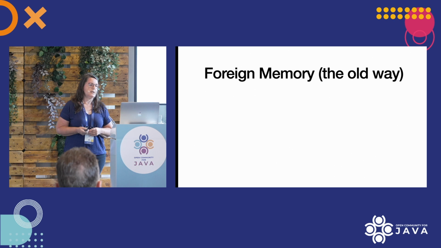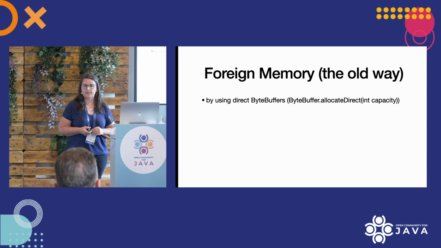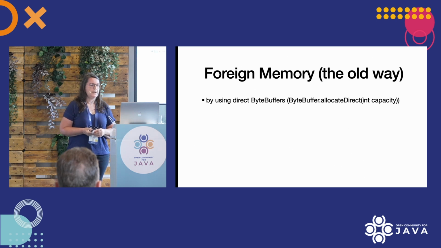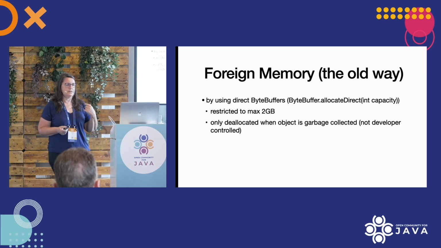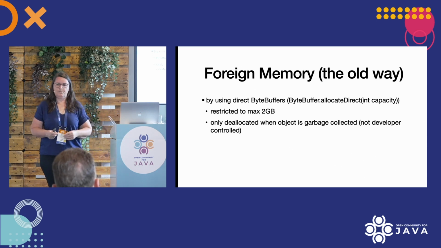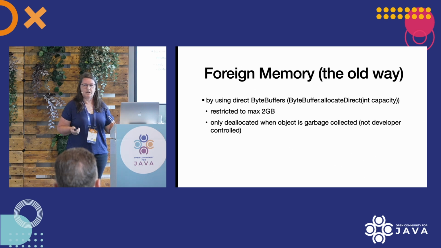The old ways to manage off-heap memory in Java are still valid, you still can do them. You could use byte buffers. There is ByteBuffer.allocateDirect, and you have to say how much capacity you need, and you then have to take care of managing this off-heap memory. It's only restricted to 2 gigabytes of memory you can allocate. And it's only deallocated when the garbage collector kicks in, so you can't really control it unless you control it within your program. It hasn't got the convenience of the garbage collector we're used to in Java.